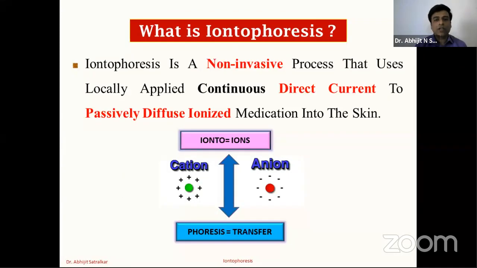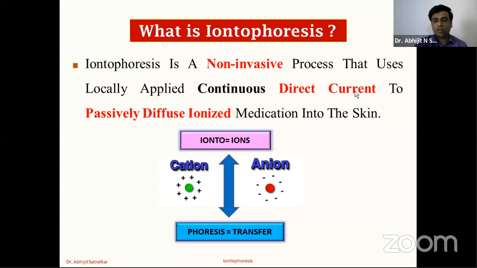Okay, so what do you mean by iontophoresis? Iontophoresis is a non-invasive process that uses locally applied continuous direct current to passively diffuse ionized medication into the skin. Now over here, what do you mean by non-invasive is it does not involve any cutting of the skin. It does not involve going inside the patient's body and doing the process.